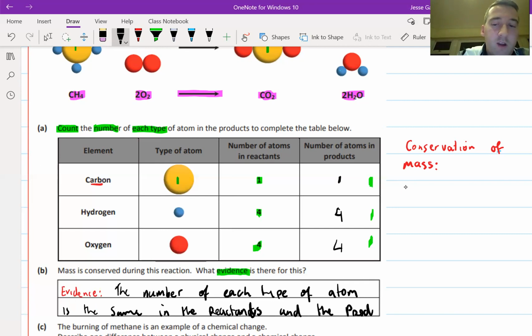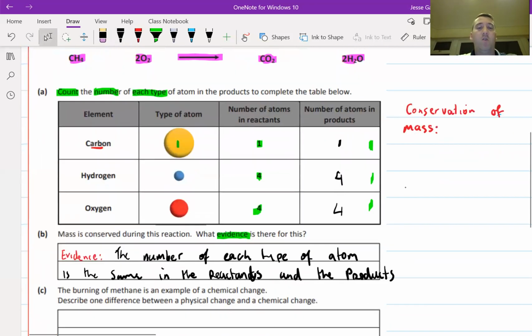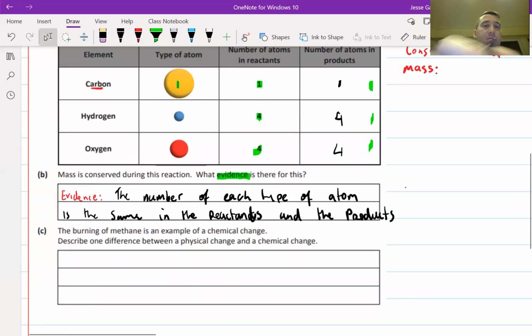That's not the only way you could say this. You could say the number of each type of atom hasn't changed. You could say the number of each type of atom is the same on both sides. That's kind of the same thing, but you should definitely be talking about the number of each type of atom. That should definitely be in your answer. That's what the table shows us. Okay, so hopefully you got that right. Let's move to the next bit now.